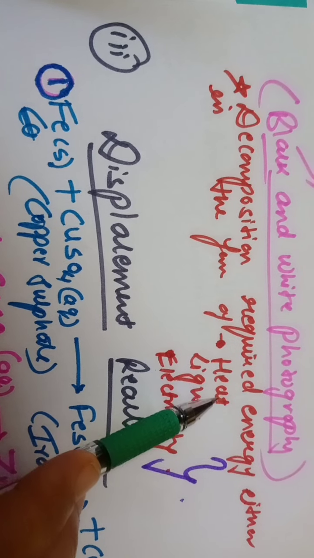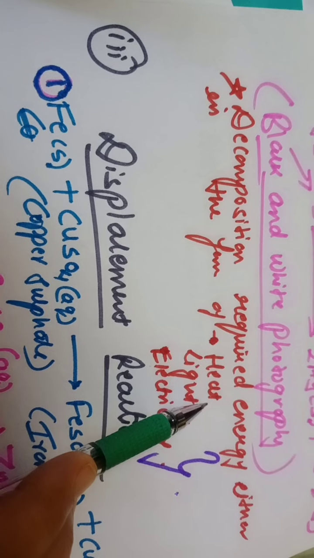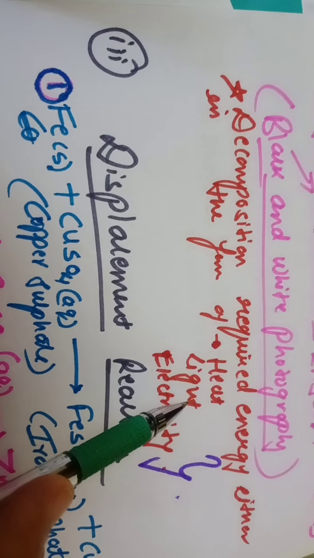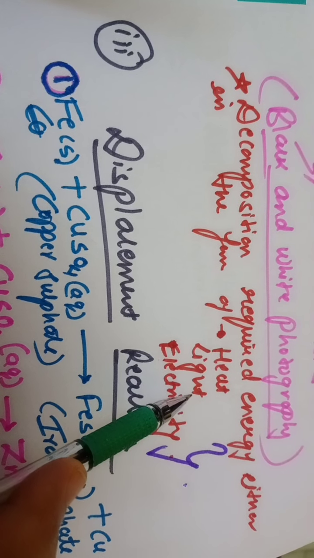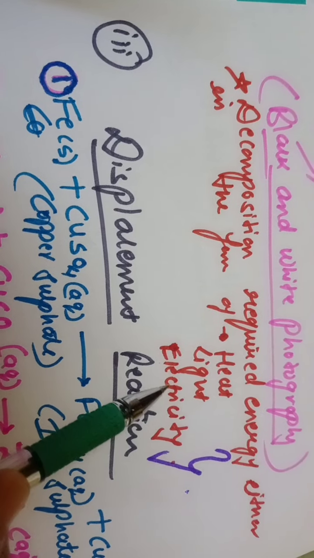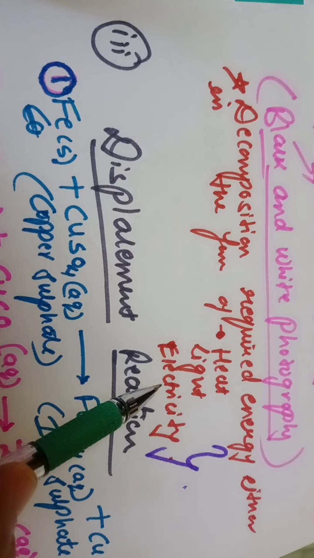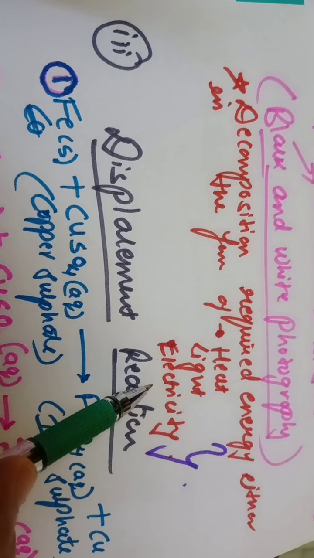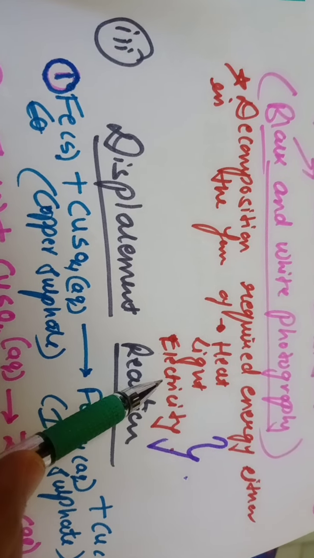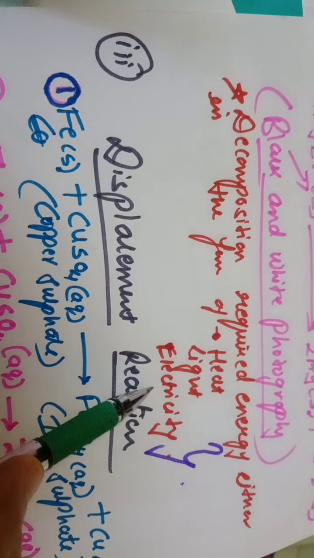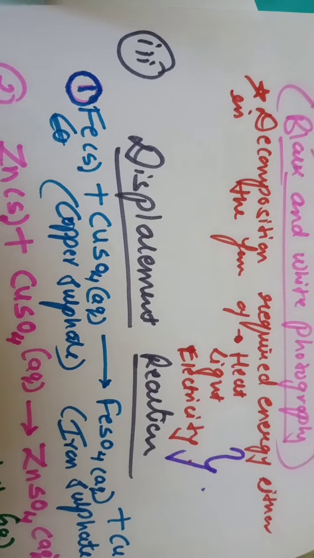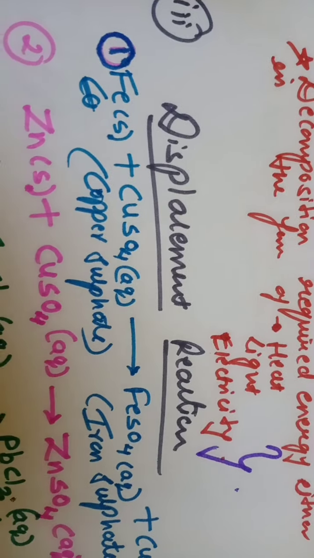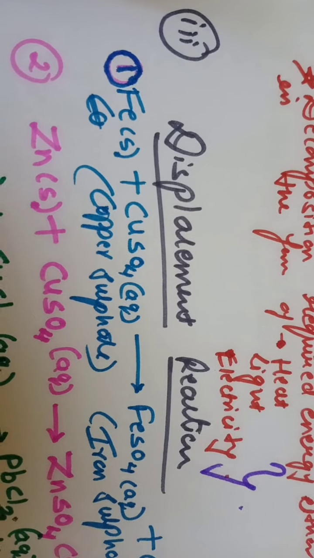When it takes place in the presence of heat, it is known as thermal decomposition. When it takes place in the presence of light, it is known as photolytic decomposition. And when the reaction takes place in presence of electricity, it is known as electrolytic decomposition. I hope you have noted down these 3 points, dear students. So this was about decomposition reaction.